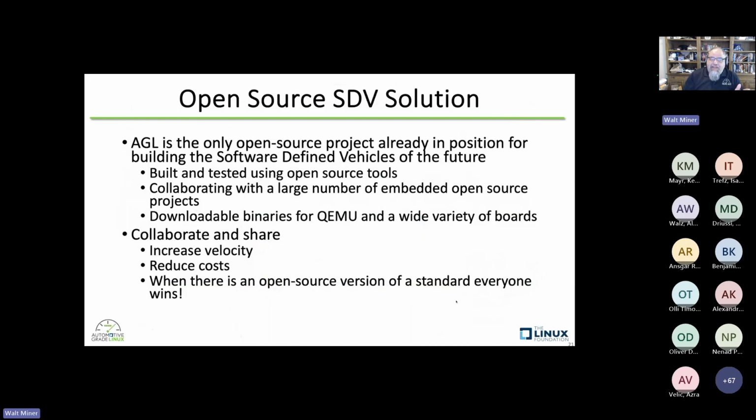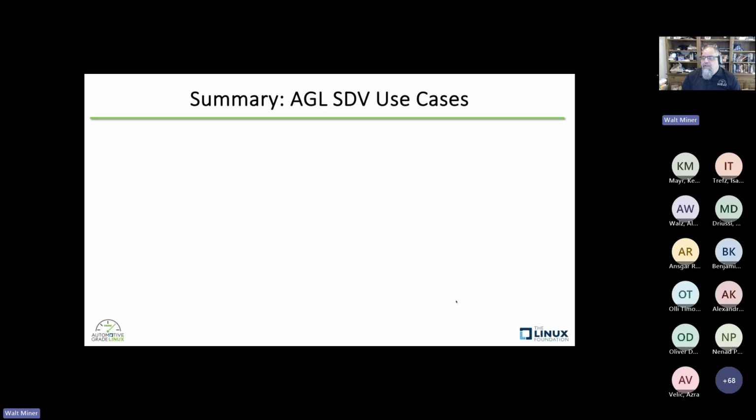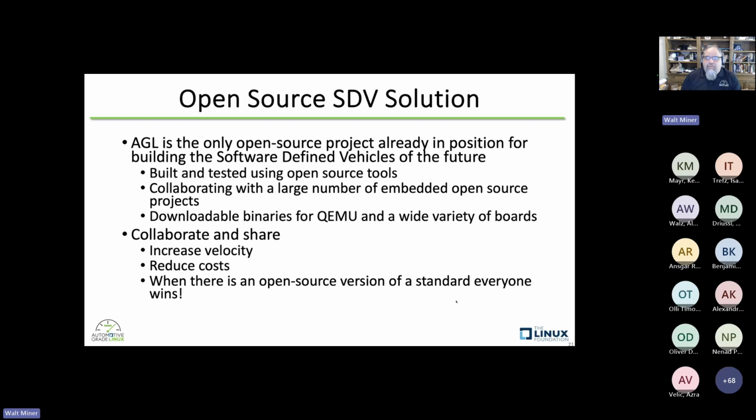So AGL is the only open source project already in position to build these software-defined vehicles of the future. Everything we do is built and tested using open source tools. We're collaborating with a large number of embedded open source projects. We have downloadable binaries for QEMU and a wide variety of boards, including Raspberry Pi, Renesas boards, BeagleBone, Rockchip, etc.